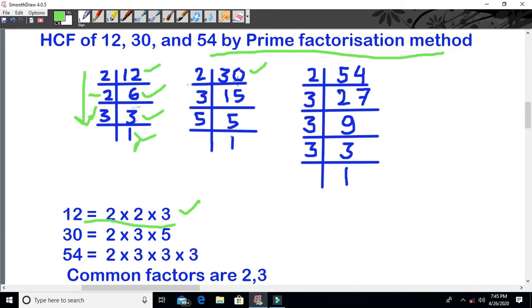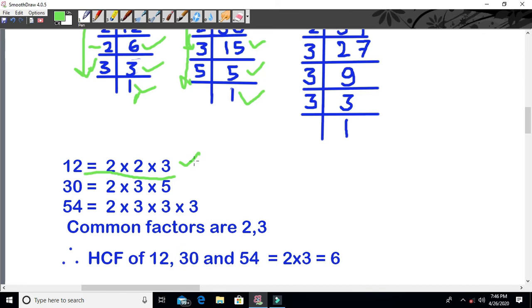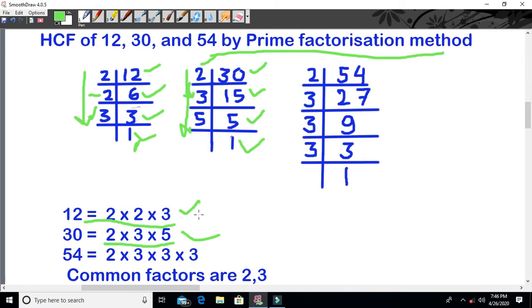30 will divide by 2, it will go 15 times. Now 15 is not divisible by 2, then we will try the next prime number, that is 3. So 3 will go 5 times because 3 fives are 15. Now we have 5, so we divide it by 5 and it will go 1 time. So you can write the prime factorization of 30 as 2 multiplied by 3 multiplied by 5.